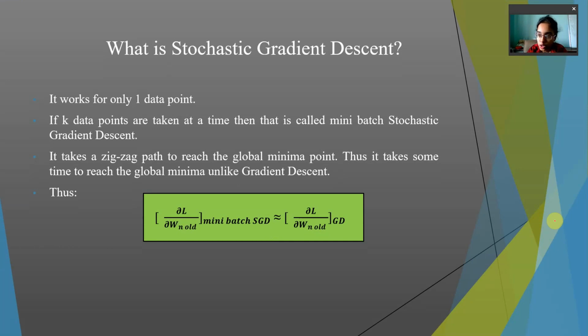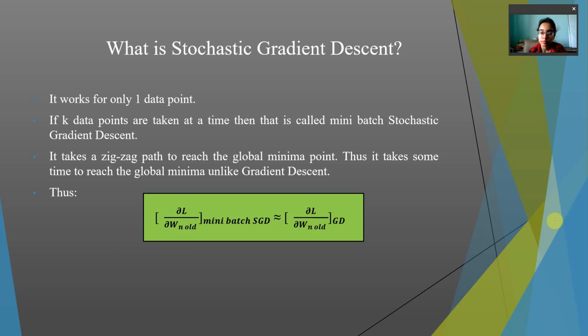So the main difference between gradient descent and stochastic gradient descent is that gradient descent works for all the data records present in a data set, and stochastic gradient descent works for only one data record at a time. It will take one data record, initialize it with some weight, calculate the loss function, update the weight, and in the next turn it will take another data record.